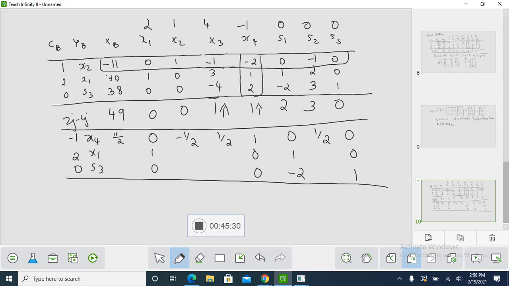Then we have to do the other evaluation. What will I have here? I have a minus 11, and below the minus 11 I am having 30. So what is this? 30 minus 11 by 2. 30 minus 11 by 2 means 60 minus 11 by 2. So it will be 49 by 2. Then 38 minus 11 by 4. 38 minus 11 by 4 is 4 into 38 minus 11 by 4.